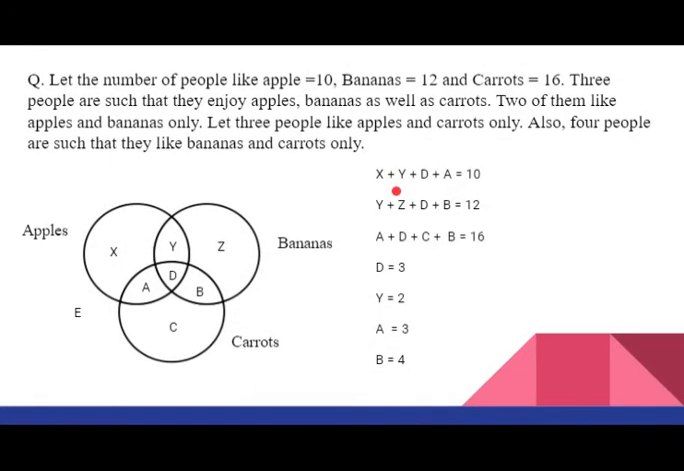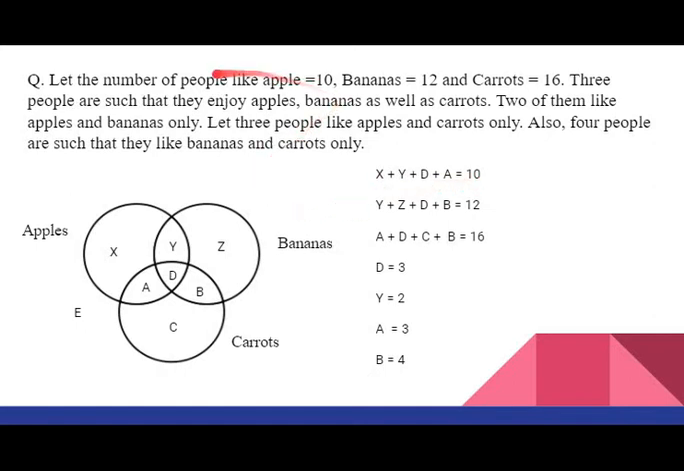After assigning the variables to each particular area, you have to form an equation based upon the conditions given in the question. For example, it is given that the number of people who like apple is equal to 10. So the region representing the number of people who like apple is given by this circle. So the equation will be x plus a plus d plus y is equal to 10. The equation is written over here: x plus y plus d plus a is equal to 10.